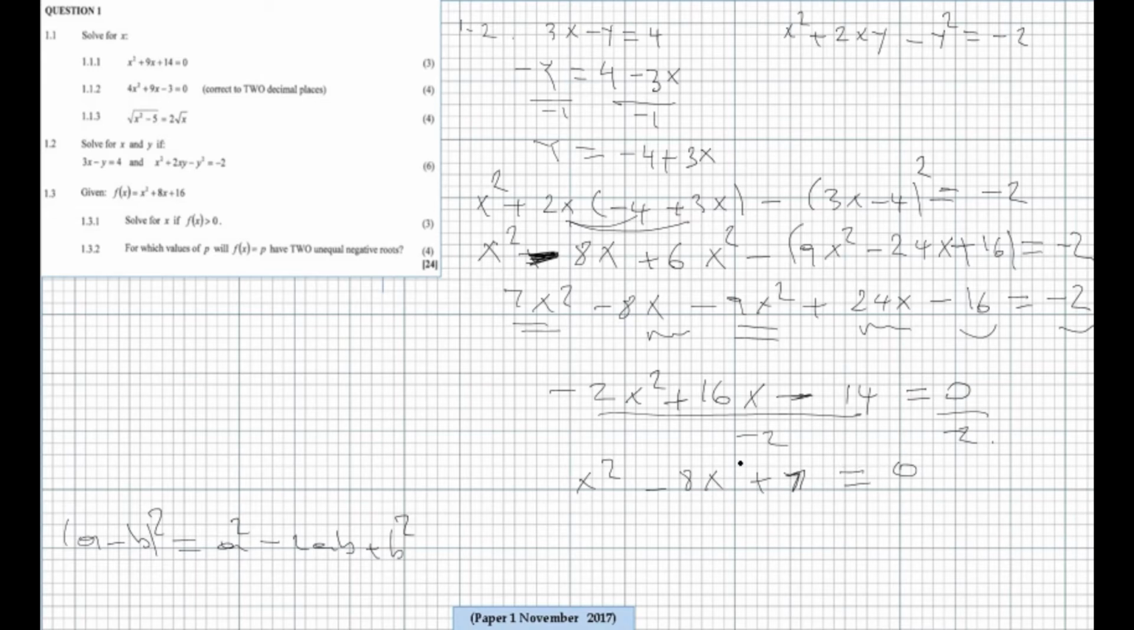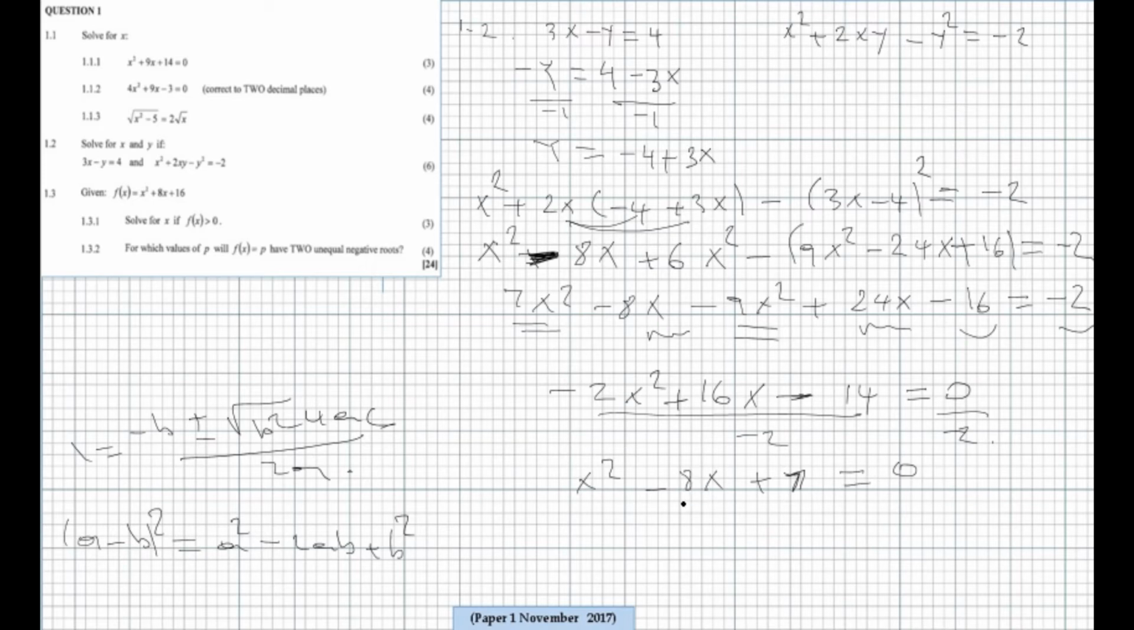I can either factorize it first, and then I can determine the value of x later, or I can apply this formula: x is equal to negative b plus or minus the square root of b squared minus 4ac, divided by 2a. We can use any method, but we'll still find the same answer. So okay, let's try to factorize it.